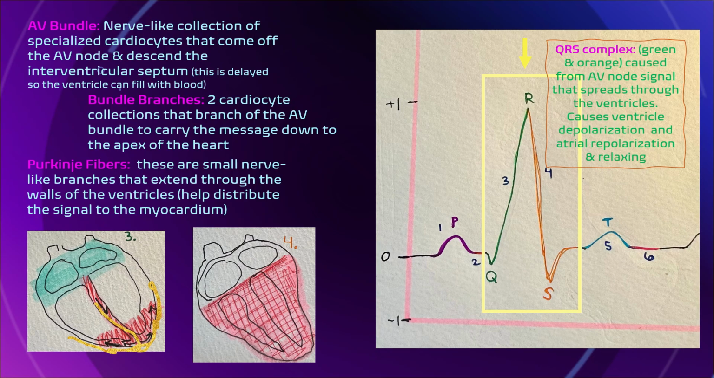Bundle branches. These are two cardiocyte collections that branch off of the AV bundle and carry the message down to the apex of the heart. You will see these bundles in gold on that bottom left photo, spreading through. The Purkinje fibers are the last one. They're small nerve-like branches that extend throughout the walls of the ventricles. This helps distribute that signal to the heart's myocardium.